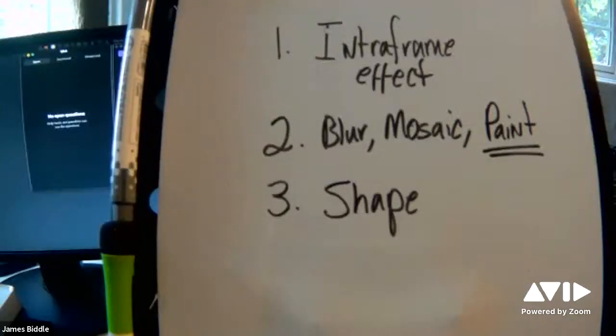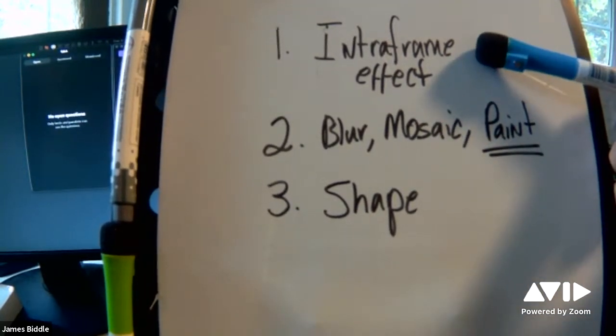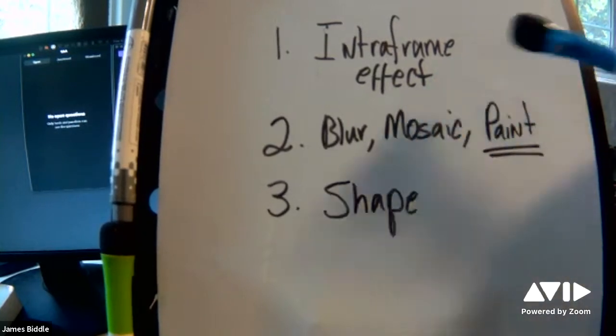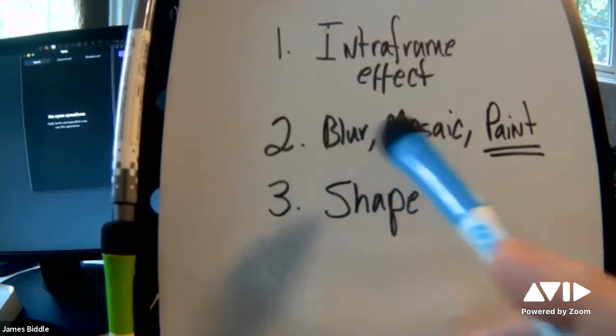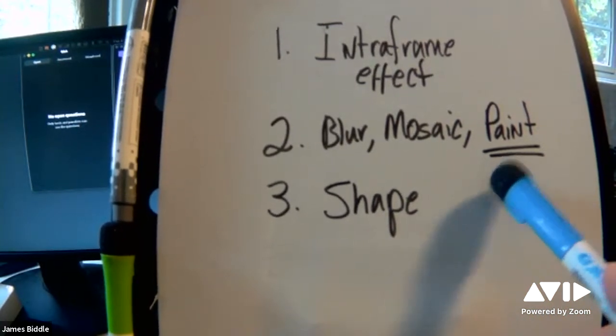So what we're addressing today is the idea of a blur. Okay, and for a blur, we need to know certain things. I'm going to switch over to camera 2. And what you need to know is, if you've never done this before, this is called an intra-frame effect. Avid refers to this as an intra-frame effect. Some of the most common ones are blur, mosaic, and paint. Today, I'm actually going to be using paint.